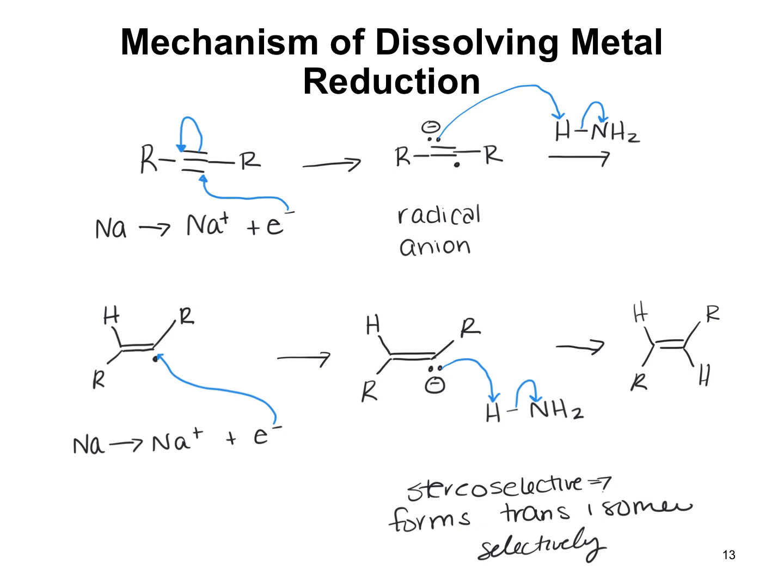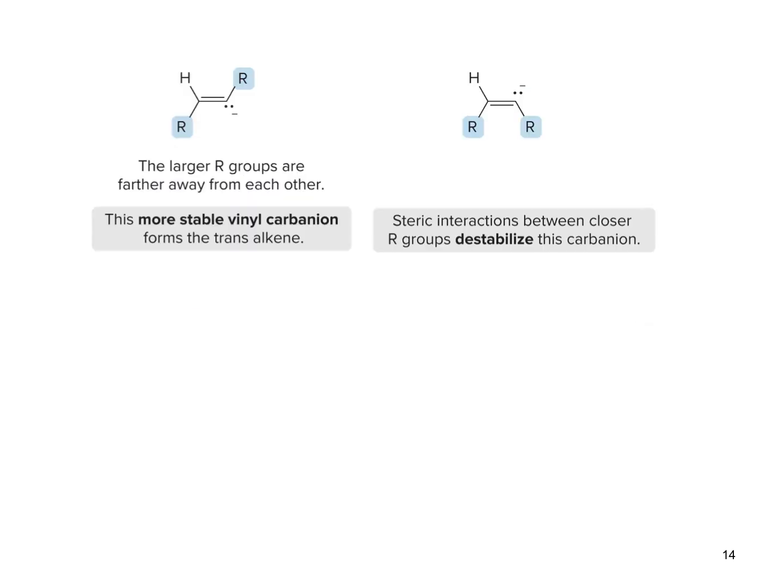Now, the dissolving metal reduction will always form the more stable trans product. The reason for this is that when you look at the carbanions, there's a carbanion here that would give us the cis, and then there's a carbanion here that gives us the trans. This intermediate is more stable when the larger R groups are farther apart than when the larger R groups are right here. There's a lot of steric hindrance. And so this is what leads us to have the trans stereoisomer being formed. So this is the more stable intermediate that we see.